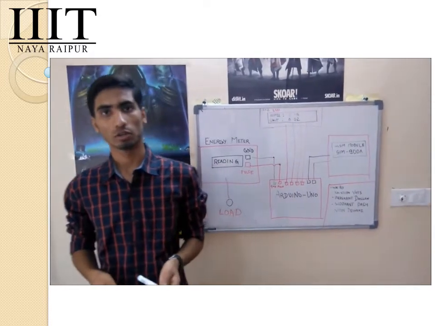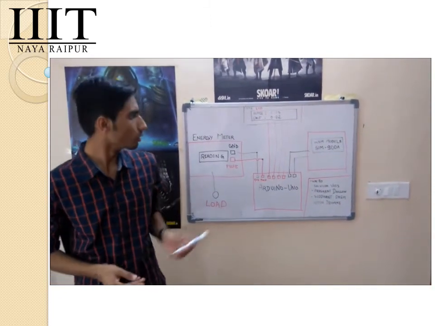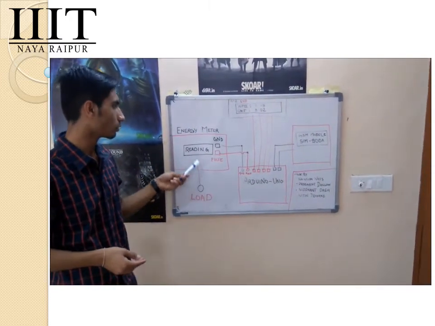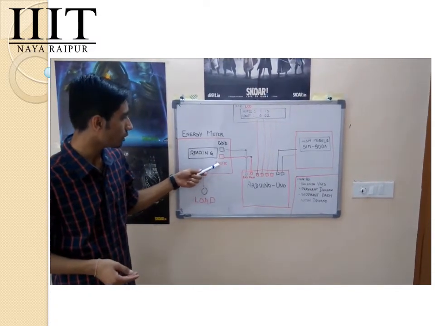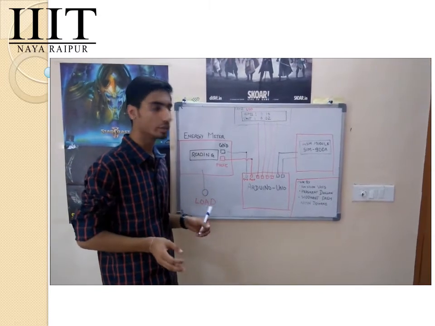I am Prashant. Now I am going to explain the block diagram of our project, which is energy meter reading over message. Now this is the block diagram of our project. This is the energy meter load. We have connected the load to the energy meter, and the pulse LED of the energy meter blinks 30 to 100 times, which results in 1 unit consumed.